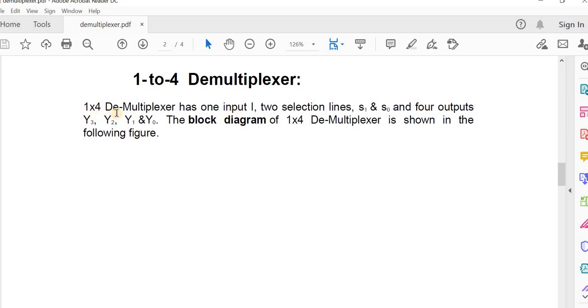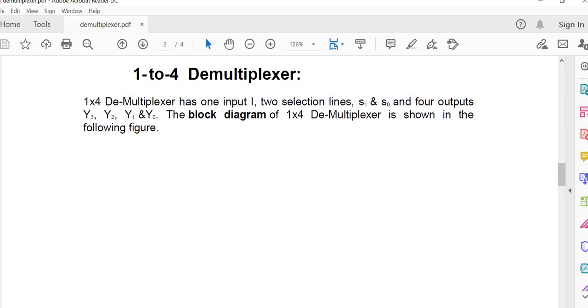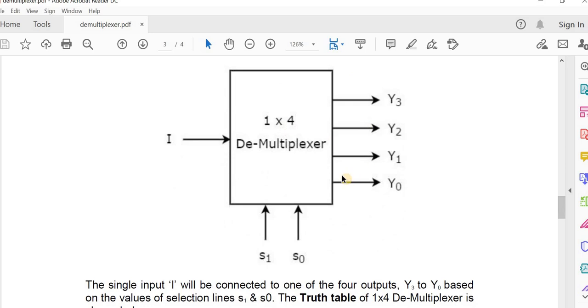So 1 to 4 demultiplexer has 1 input, say I, 2 selection lines, say S1 and S0, and 4 output lines, Y3, Y2, Y1 and Y0. You can give any name for these input, output and selection lines. So the block diagram of 1 to 4 demultiplexer is shown here. Here you can see this is 1 input line, 4 output lines, and these 2 selection lines, S1 and S0.